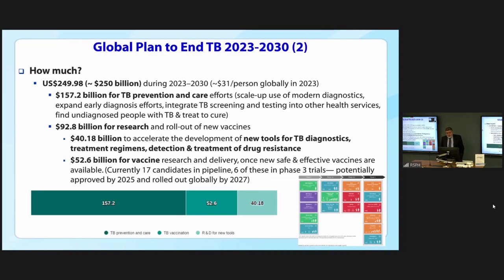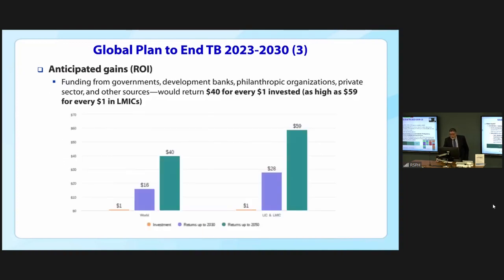Currently, there are 17 candidates in the pipeline. Six of these are in phase 3 trials, and that right-hand lower corner shows the pipeline of TB vaccines. It's not legible, but once you get the slide, you can zoom in and you can see that 6 of these are in phase 3 trials. And in fact, last week, leading up to World TB Day, we heard the announcement that the Bill and Melinda Gates Foundation is starting right now a phase 3 trial in South Africa, and it's going to include other countries.